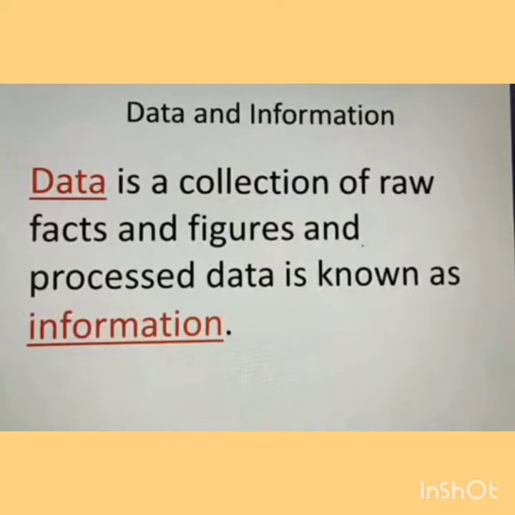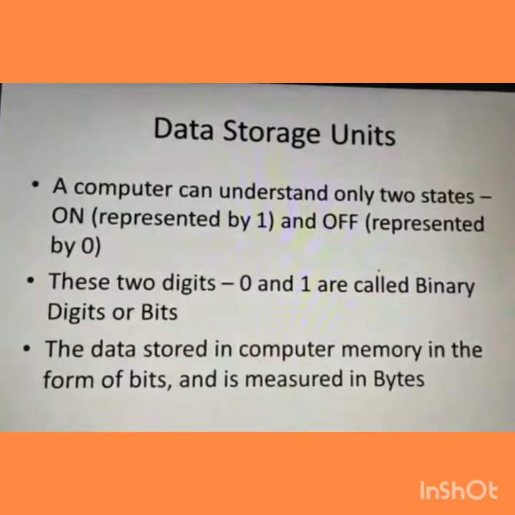Data and information. Data is a collection of raw facts and figures, and processed data is known as information. Data storage units. A computer can understand only two states, on and off. These two digits, 0 and 1, are called binary digits or bits. The data is stored in computer memory in the form of bits, and it is measured in bytes.